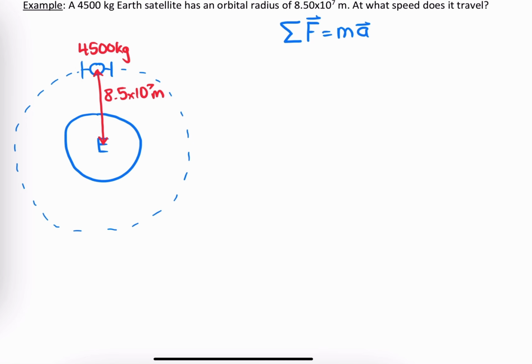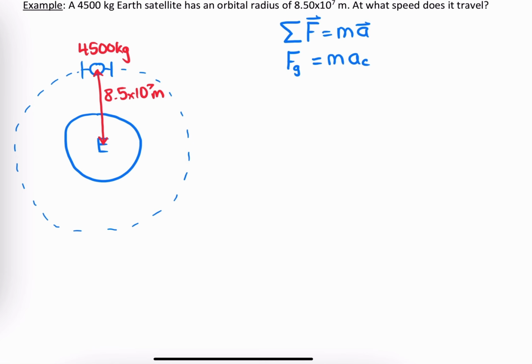Well, there's really just one. There's the force of gravity pulling the satellite towards the Earth and pulling the Earth towards the satellite. So when I think of all the forces and I go to list them, I just get one. That satellite feels the force of gravity, and that's it, right? There's still gravity in space. And that acceleration, because it's moving in a circle, is going to be a centripetal acceleration.